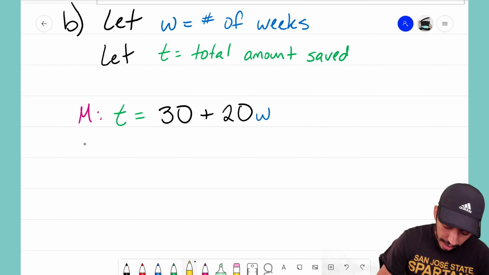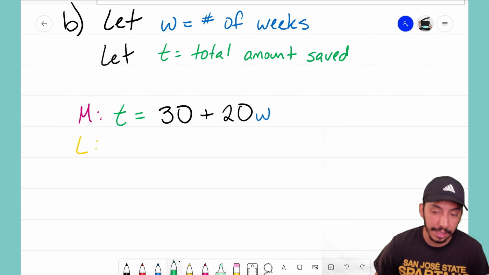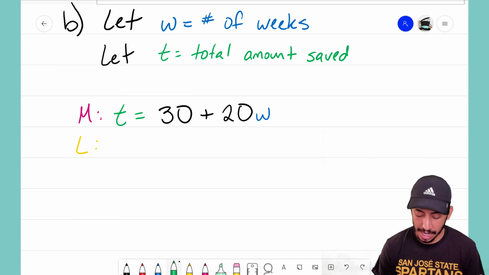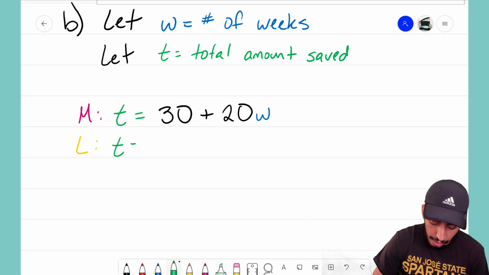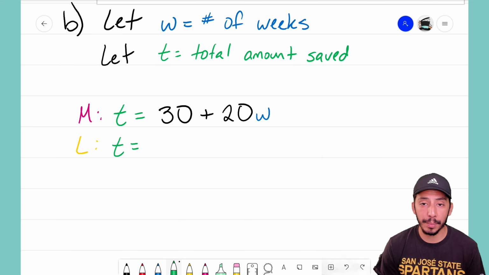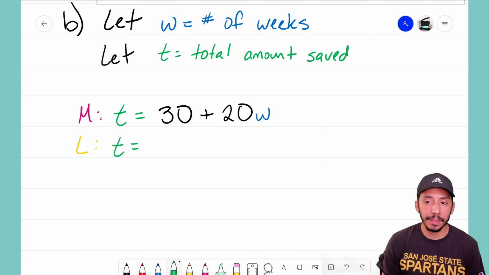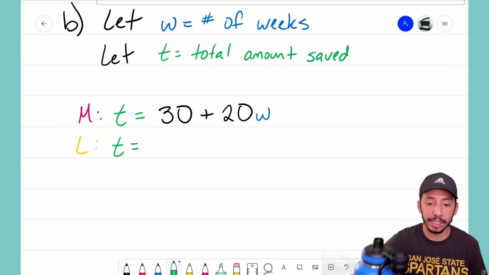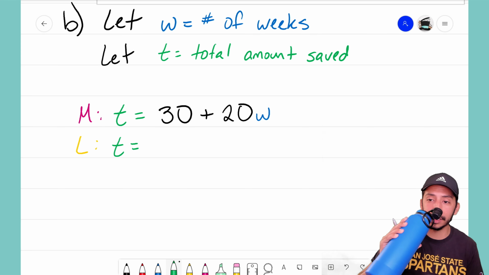We now have to figure out Larry's equation. Take a second, try it out. I'll give you another hint. It's going to start off with T equals, but try it on your own. Try to remember, how much did Larry start off with? How much is he earning every week? And go ahead and write that out in chat so I can see what his equation will be.